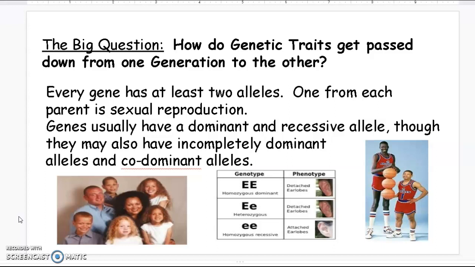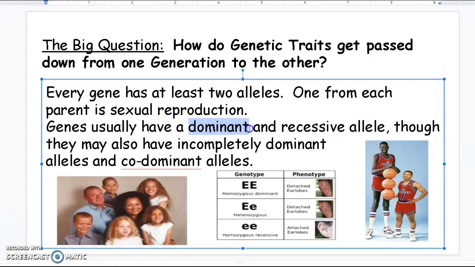Now, on Thursday, you learned about dominant and recessive alleles. There are other types of gene expression that you're going to be learning in the upcoming lessons. It will be incomplete dominance and codominance, but that is for future lessons. Today, we're going to focus more on Punnett squares.